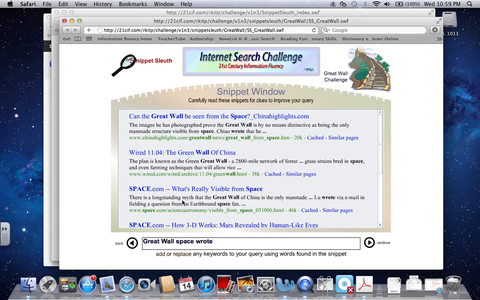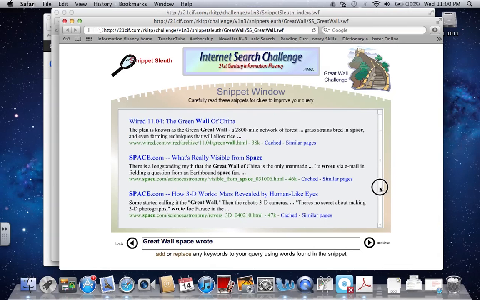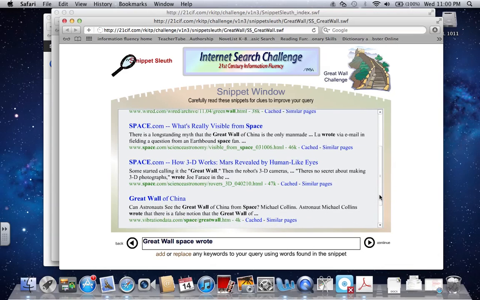There is a long-standing myth that the Great Wall of China is the only man-made. Lou wrote via email. Well, probably somebody writing via email is not somebody who's going to tell me about the Great Wall of China. Or it's not going to be the first person who told me about the Great Wall of China being seen from space.